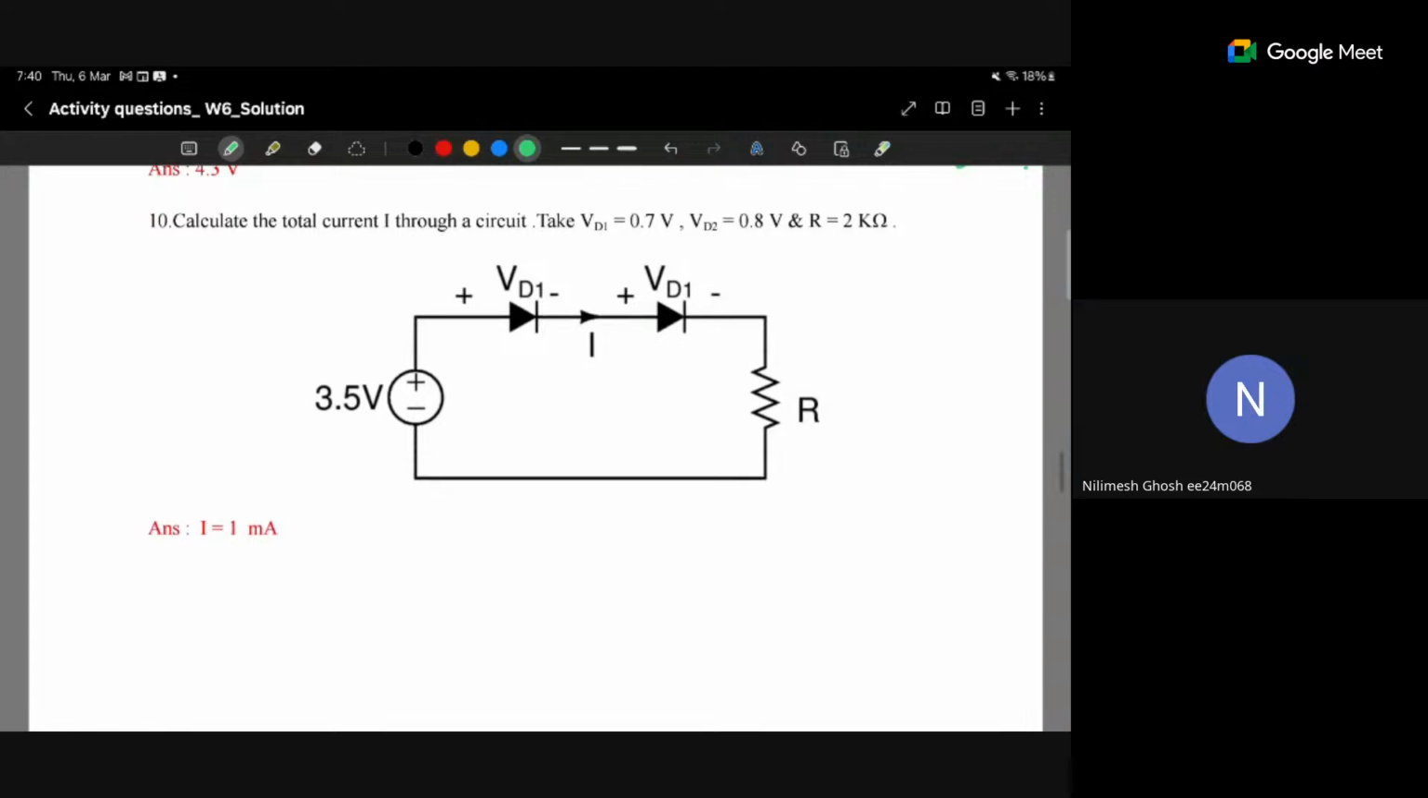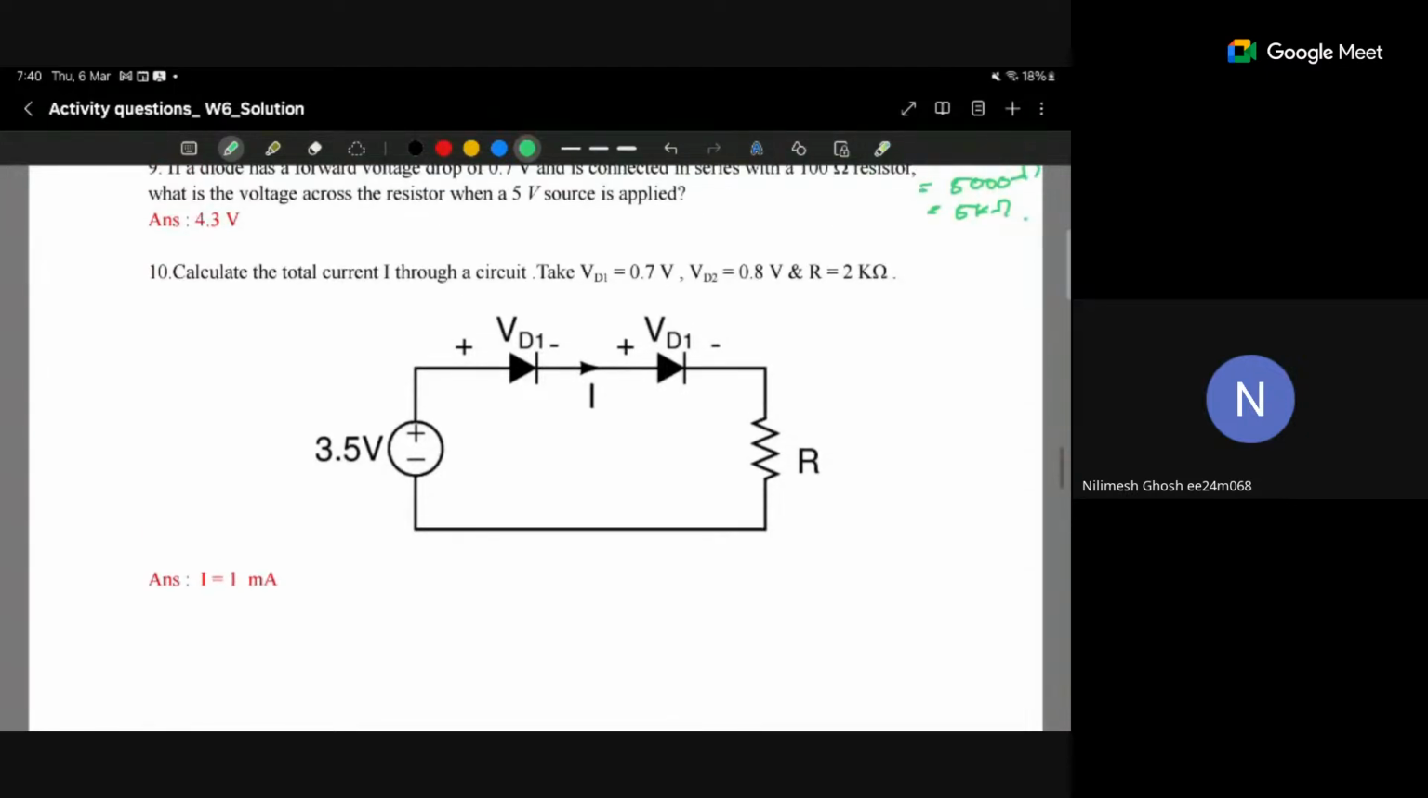Now how can we calculate this? It looks like a very big circuit. I have also explained that D1 and D2 are not separate. Oh, sorry, this is a mistake, this will be D2. Now 0.7 volt and 0.8 volt. The voltage polarity will be plus minus 0.7 and plus minus 0.8. So what will be the equivalent voltage here?